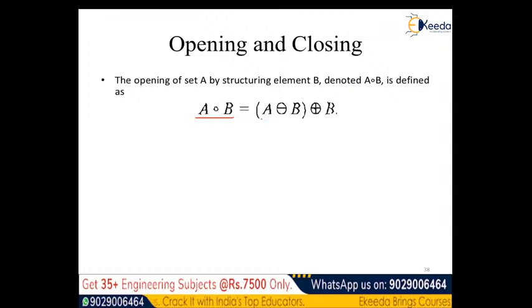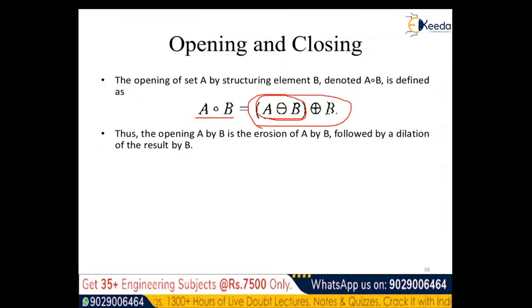So first of all we are going to perform erosion over A by the structuring element B, and whatever result we obtain, that we have shown inside the parenthesis, that result we dilate with the help of the structuring element B, the same structuring element. So erosion of the input image and dilation of the eroded version is nothing but the opening operation. Erosion of A by B followed by dilation of the result by B is the opening operation.